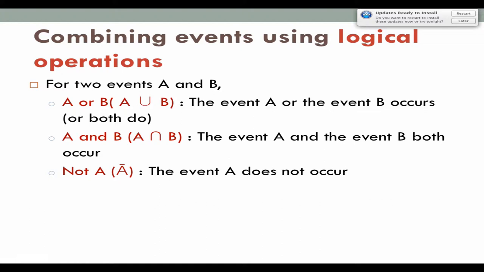The second is A and B. Both of them should occur. So the event A and the event B both occur. We denote it as A intersect B. Mathematically, A intersect B. Then we have another operation, not A, the complement of A. The event A does not occur, we denote it as A bar.